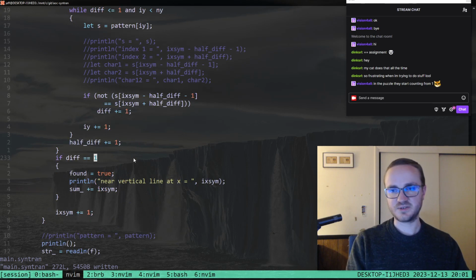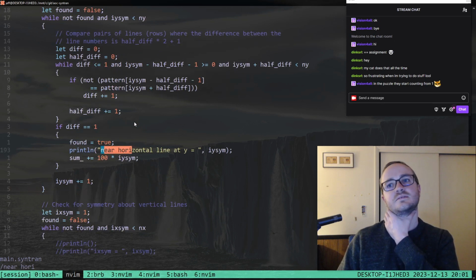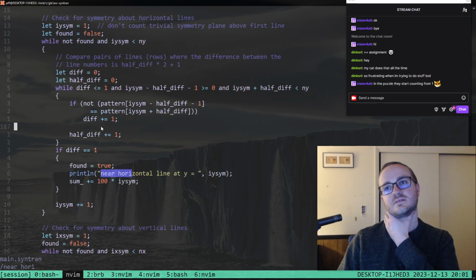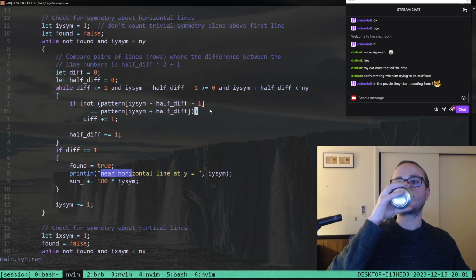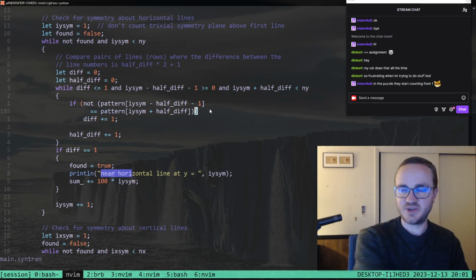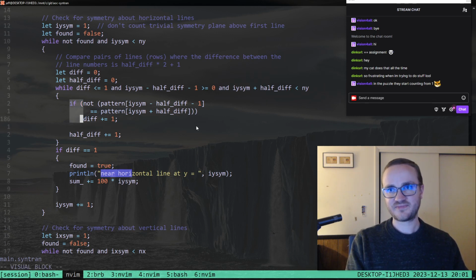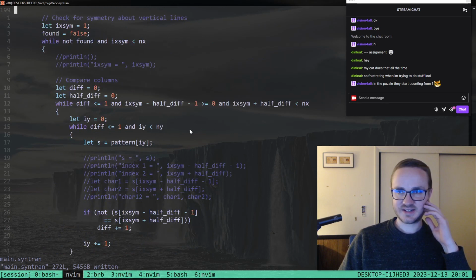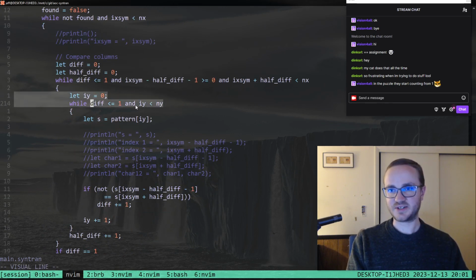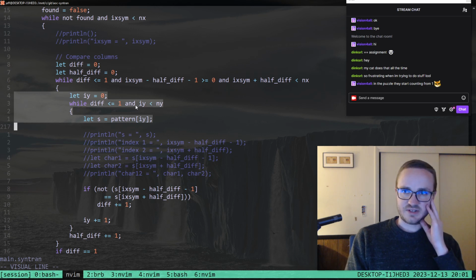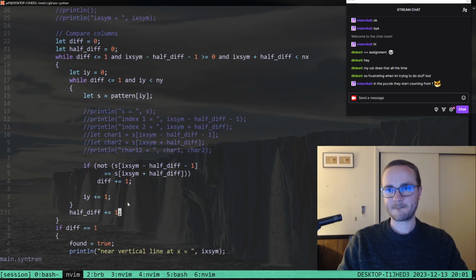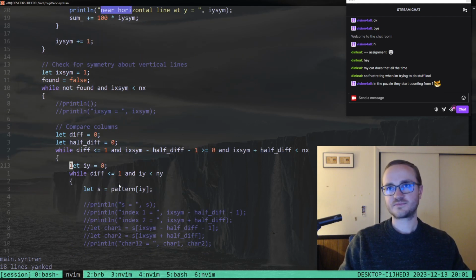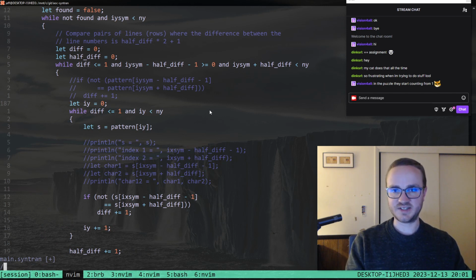So I'm always finding near horizontal lines. Oh, because this is comparing whole lines. Yeah, so this one is not right. Now I do have to iterate character by character. So instead of this, it's going to be like a copy and paste of this, but X and Y are going to be switched. Yeah, this one's going to be annoying. So all of the X's and Y's are going to be swapped.